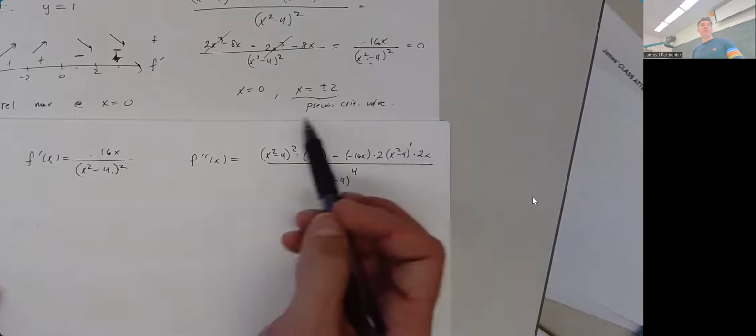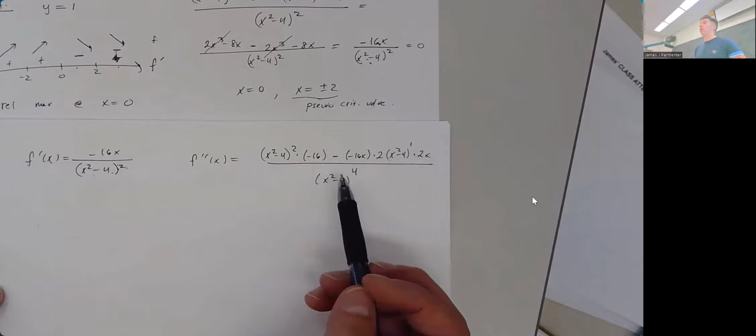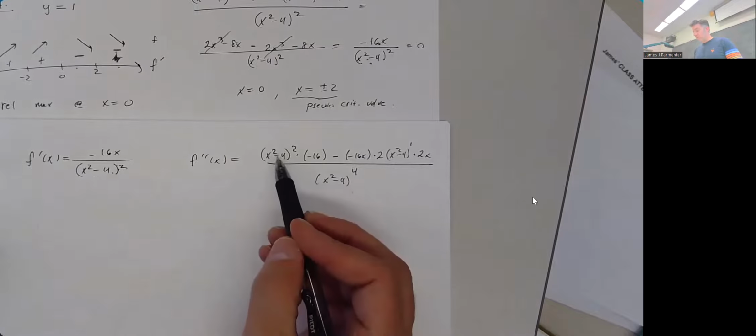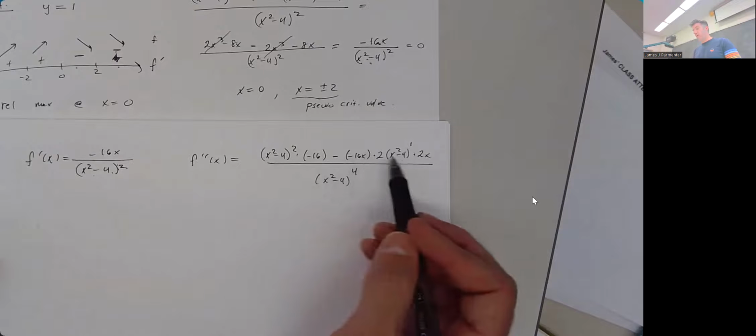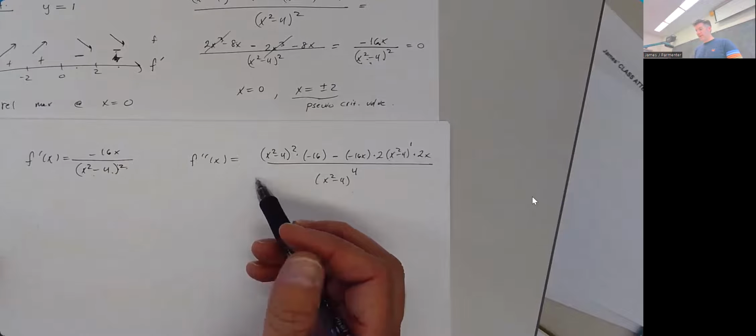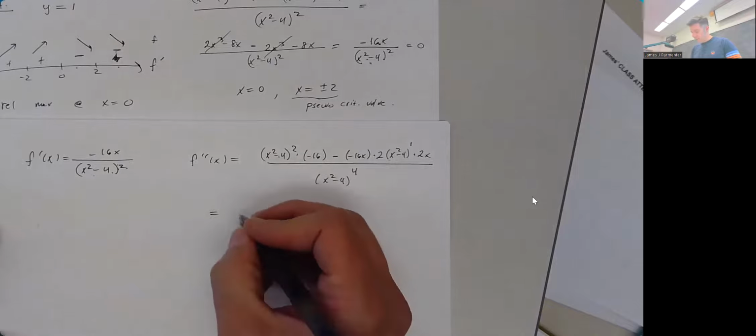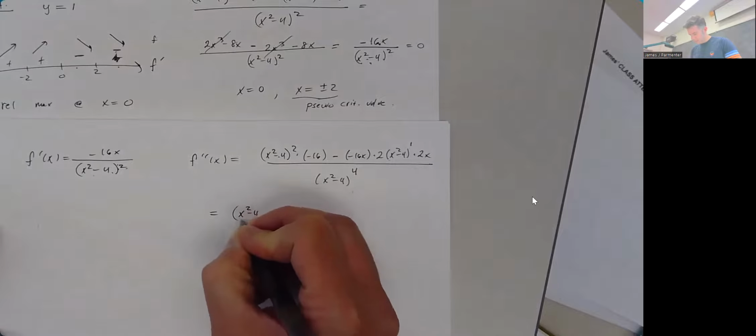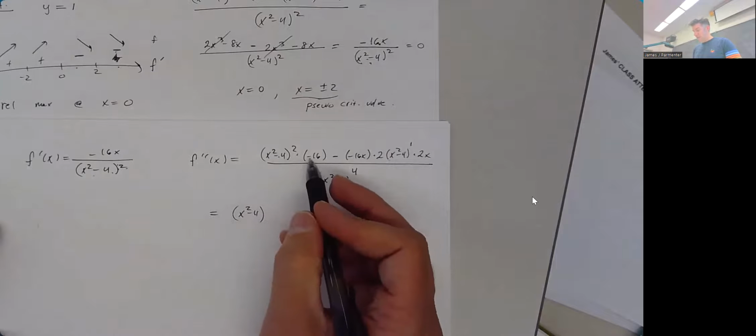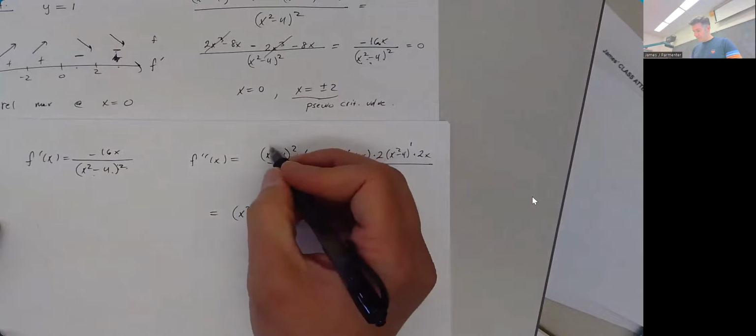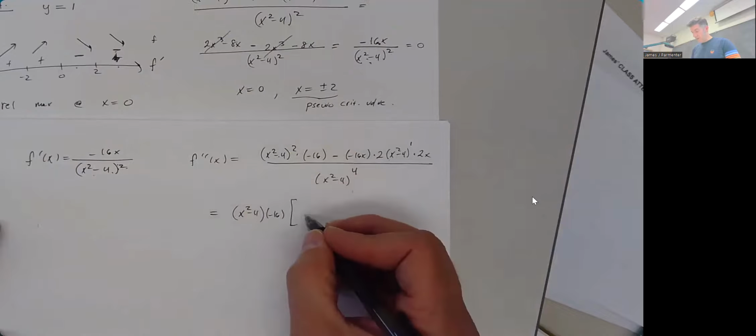Meaning I should be able to simplify this so it has an x squared minus 4 to the third in the denominator. And the reason that works is because I should be able to factor out an x squared minus 4 from the top. And I can actually factor out a lot of things from the top. So let's see what I can factor out here. I can factor out an x squared minus 4. I can factor out a negative 16. Let's see what we're left with here. So from this piece, I'm left with an x squared minus 4.